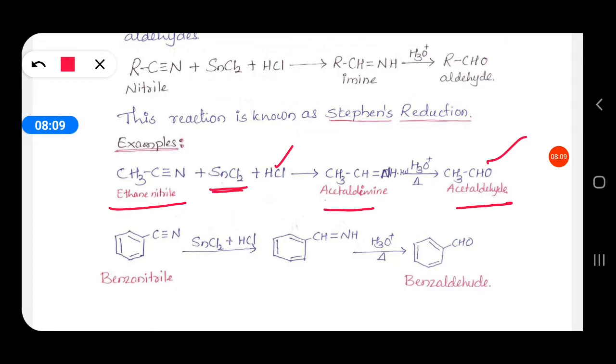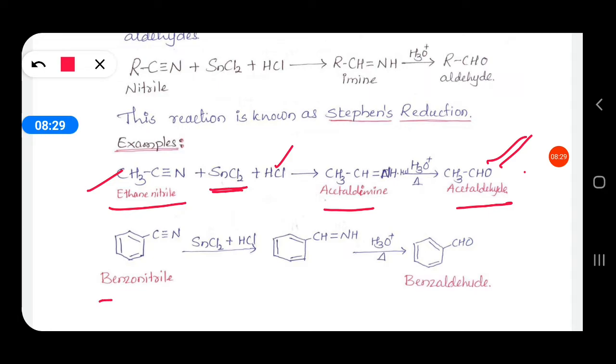So it is acetaldehyde imine. Acetaldehyde imine hydrochloride is obtained, meaning it is in the salt form, which on hydrolysis gives acetaldehyde. So acetaldehyde contains the same number of carbons which are present in the ethane nitrile.